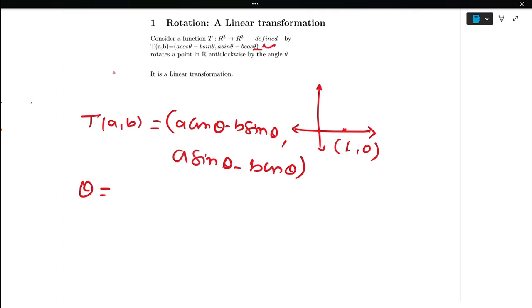But if we take a specific linear transformation which is rotation, then theta is fixed. If theta equals pi by 2, what does it mean? If we take any point on the x-axis, we get the image point on the y-axis, because the angle between the x and y-axis is pi by 2. So any point rotates by the angle theta, and we will show that it is actually a linear transformation.